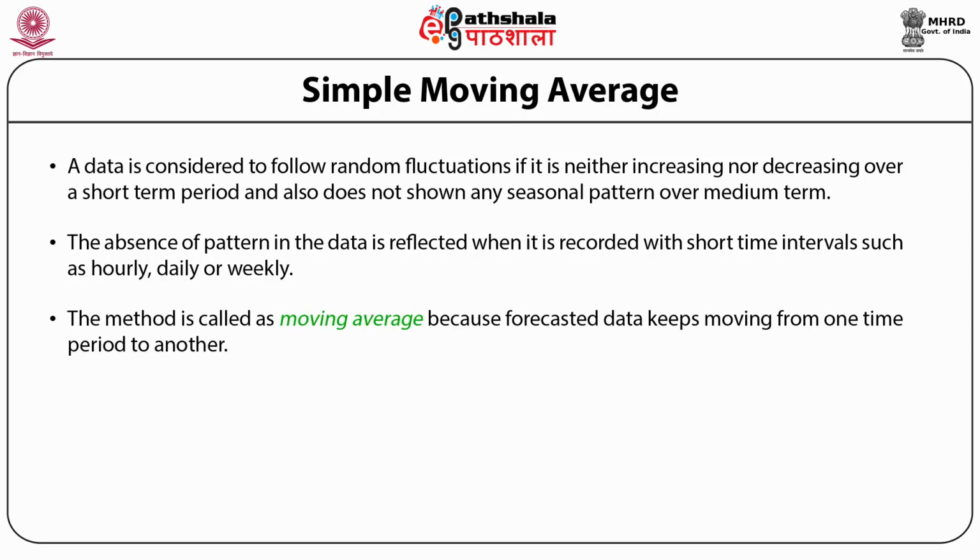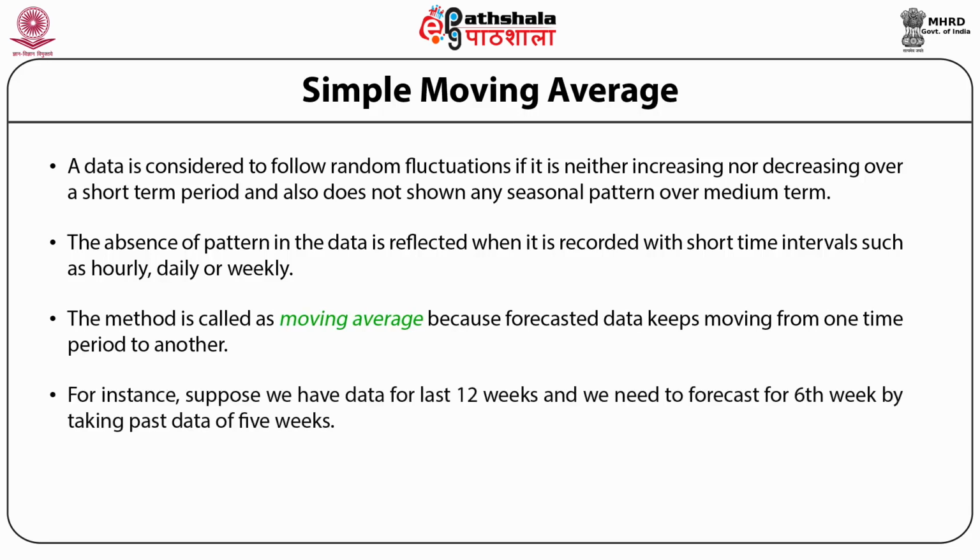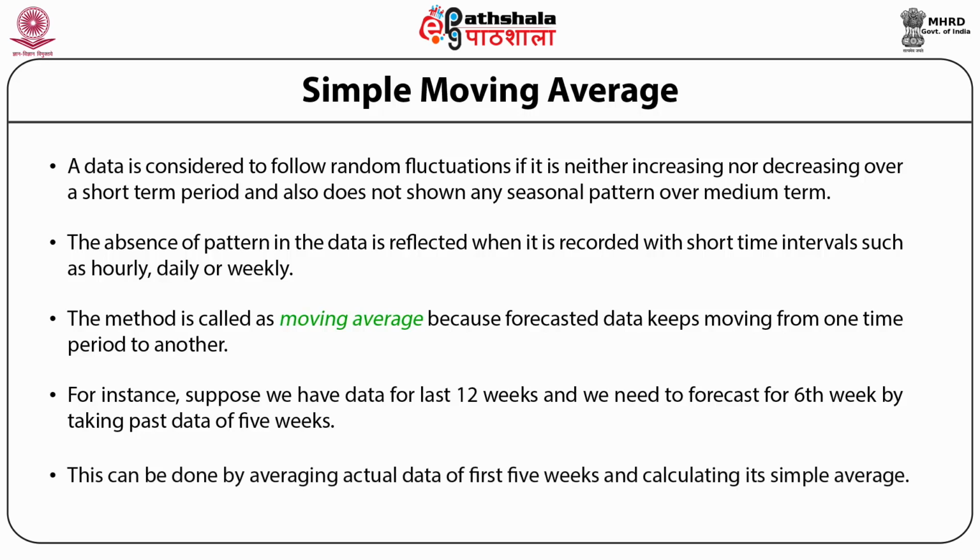The method is called moving average because forecasted data keeps moving from one time period to another. For instance, suppose we have data for the last 12 weeks and we need to forecast for the 6th week by taking past data of 5 weeks. This can be done by averaging actual data of the first 5 weeks and calculating its simple average. Similarly, forecast for the 7th week would require data of the past 5 weeks, that is from 2nd to 6th week, and in the same fashion, data keeps on moving by leaving the earliest week and adding the most recent week's data.